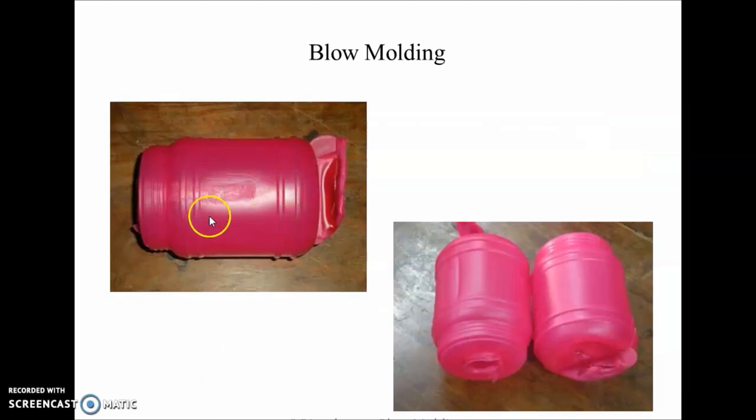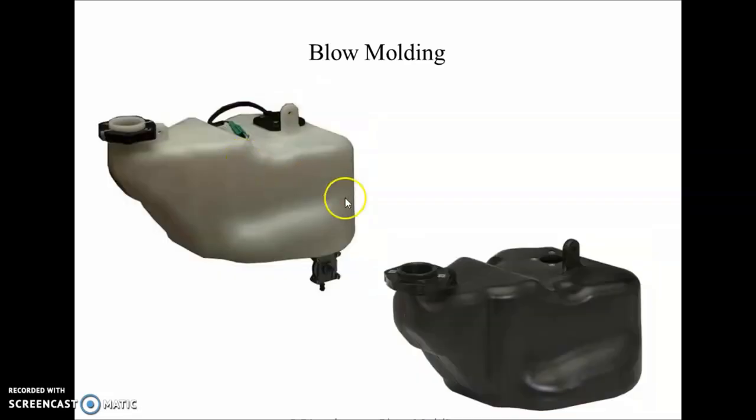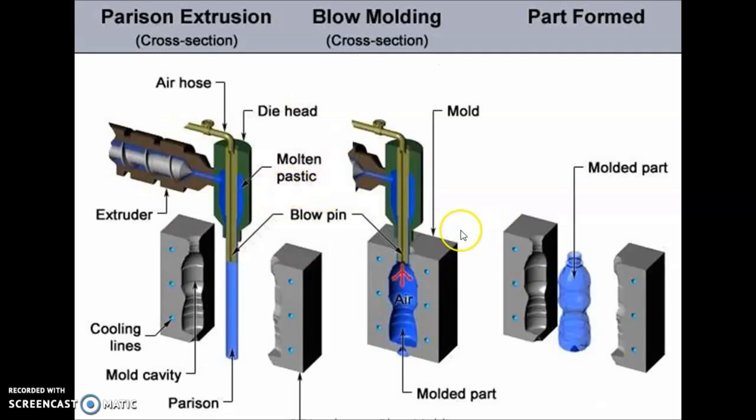These are also some of the examples of the blow molding process: cans, fuel tanks, etc. This is another example, which is used to produce a water bottle. Here, this is an extruder. After the plastic material gets melted, it gets injected. This is the parison part. This is the mold cavity. This is the stage 1 process.